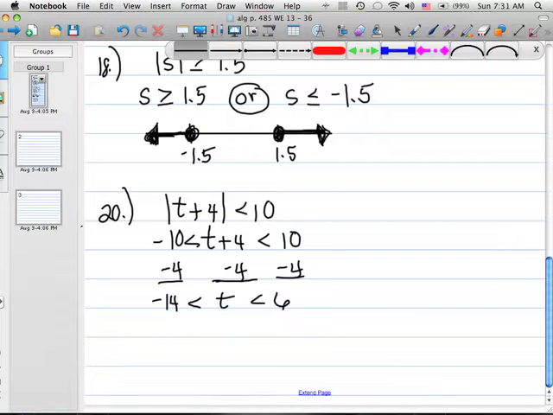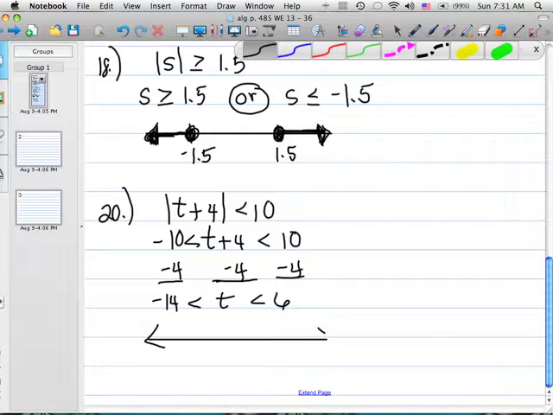And I'm ready to graph it. So negative 14 and 6, they're both less than, so I have to use open circles shaded in between. And you can check it out if I pick, for example, negative 2 plus 4 is 2. The absolute value of 2 is less than 10. If I pick 5, 5 plus 4 is less than 10, so that's the correct area.